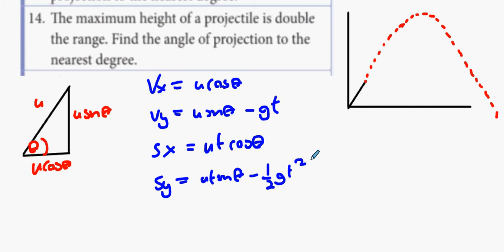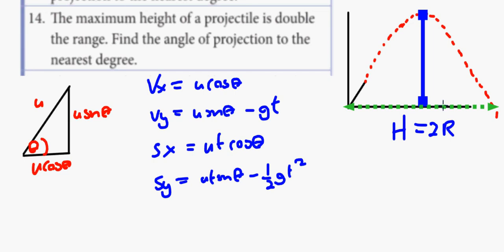Now, we've got to compare the maximum height to the range. So h equals 2r. So if I drew this accurately, the blue line is twice the size of the green line. I know I didn't draw it that way, but that's the way it should appear. Okay?